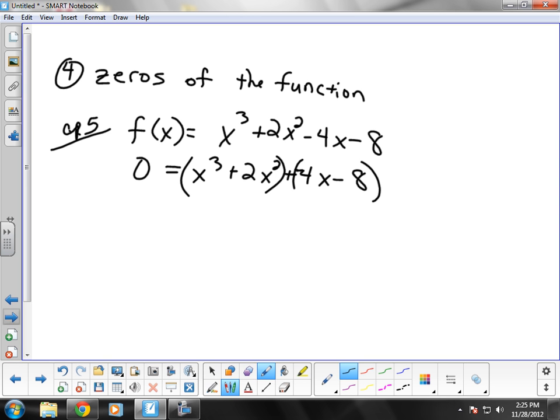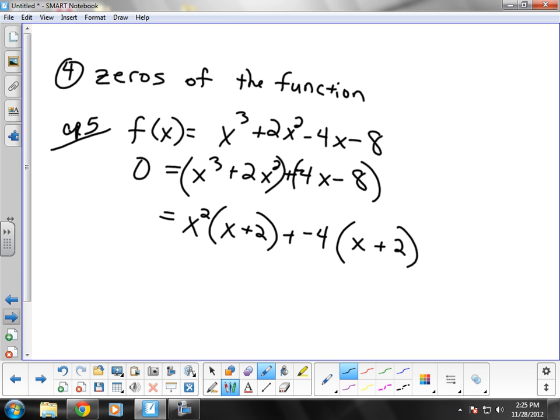This is called factoring by grouping. Remember, if there are 4 terms, factor it by grouping. There's an x squared that's in common here. That leaves the x plus 2. There's a negative 4 that's in common here. That leaves x plus 2.